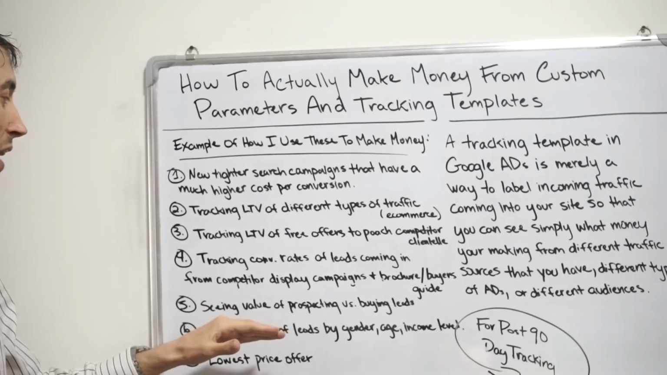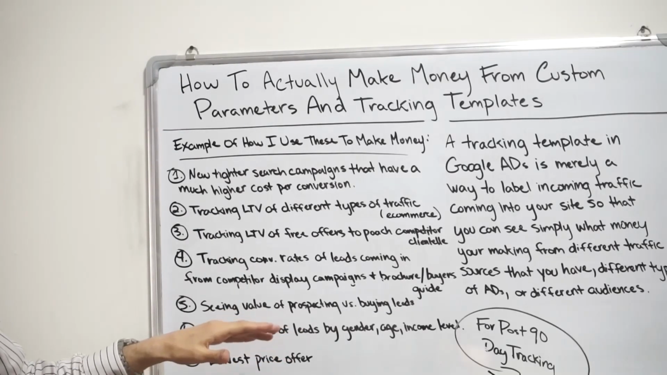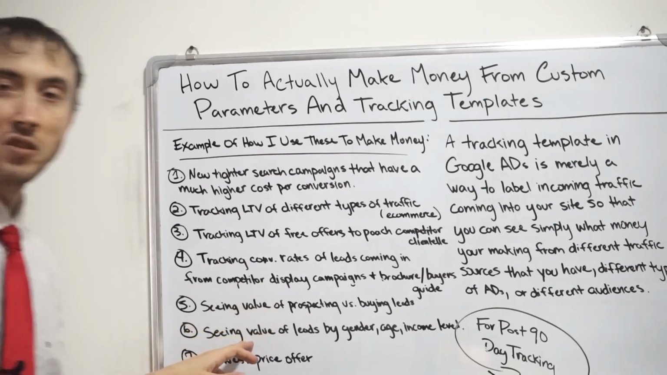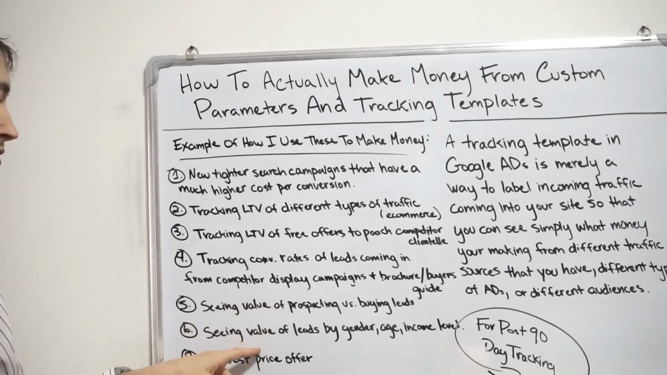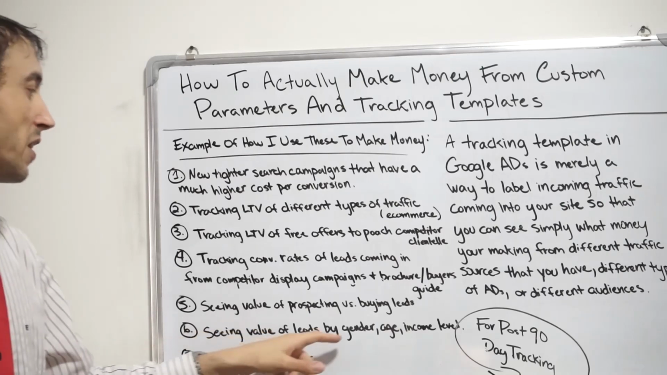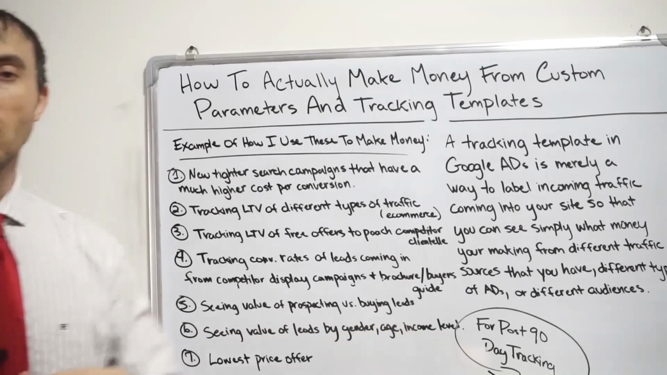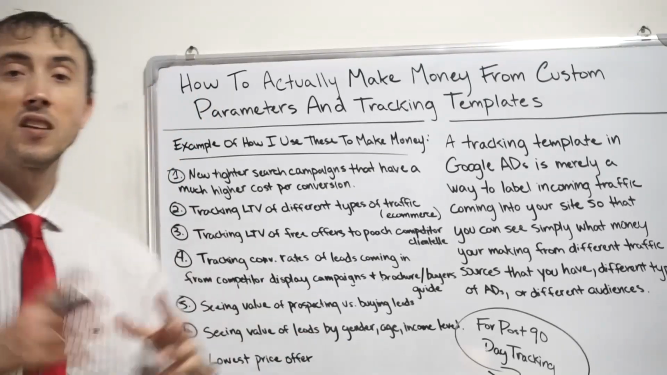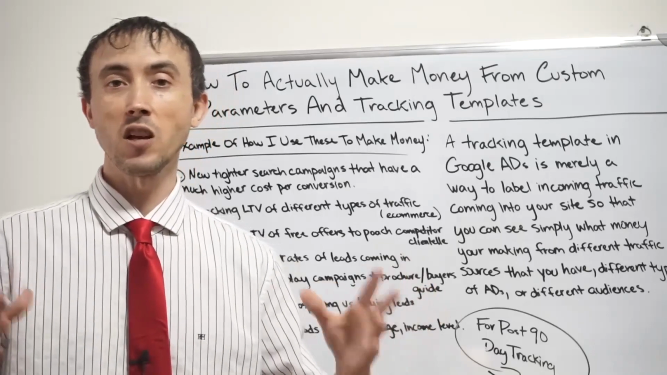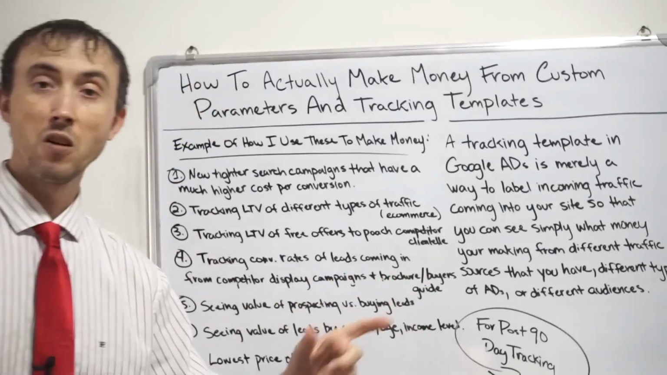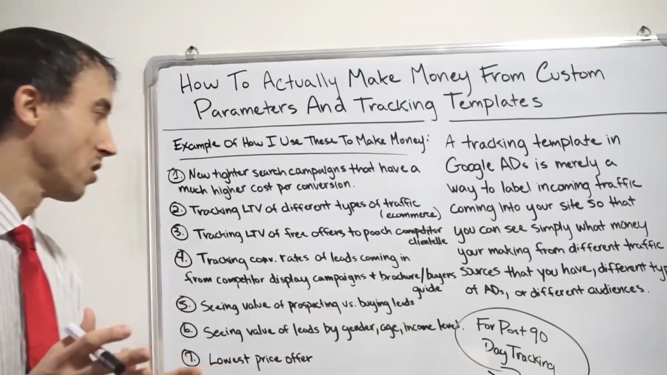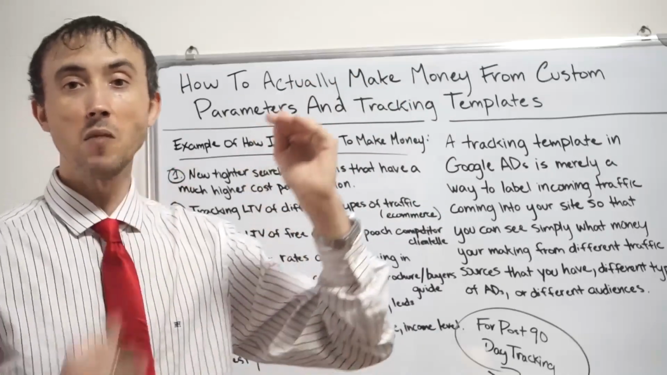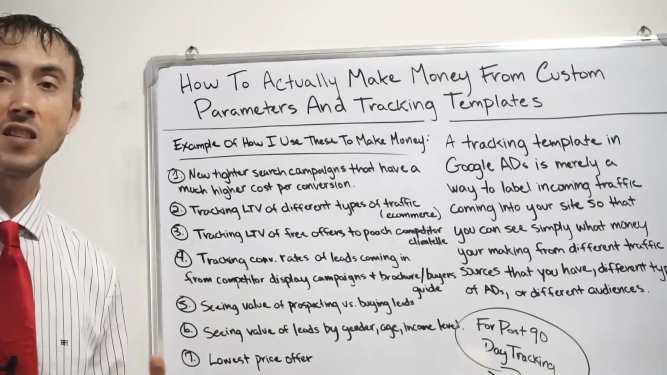So anyway, that's another way tracking templates and custom parameters can help you make more money. Number 6 here, getting close to the end now. Seeing value of leads by gender, age, income level. So another thing you can do with custom parameters and tracking templates is you could track what certain leads or customers are worth based upon if they're male or female, or young or old, or whether they're in the top 20% of income demographic or bottom 80%. You can do that with tracking templates.